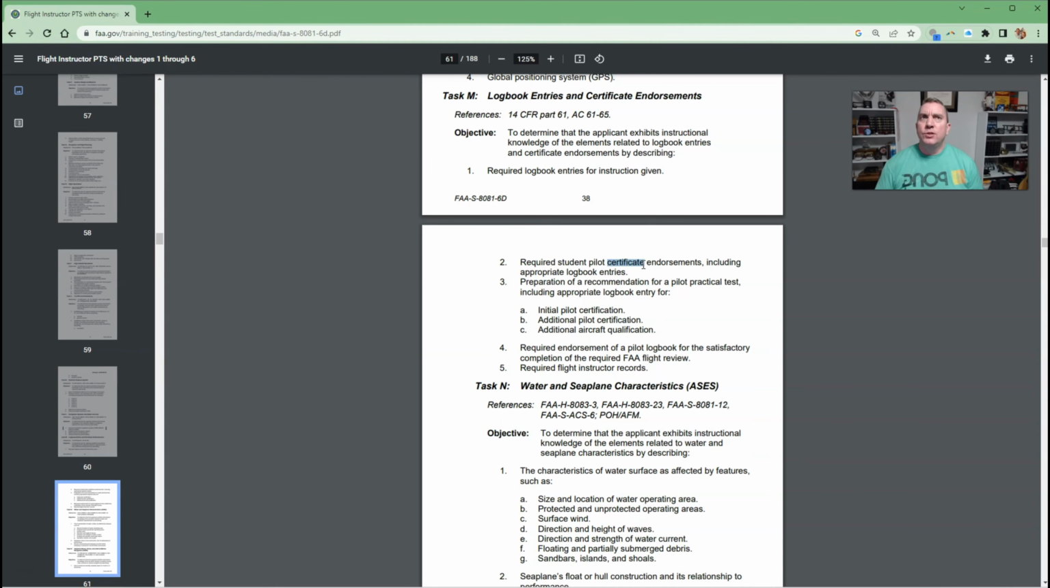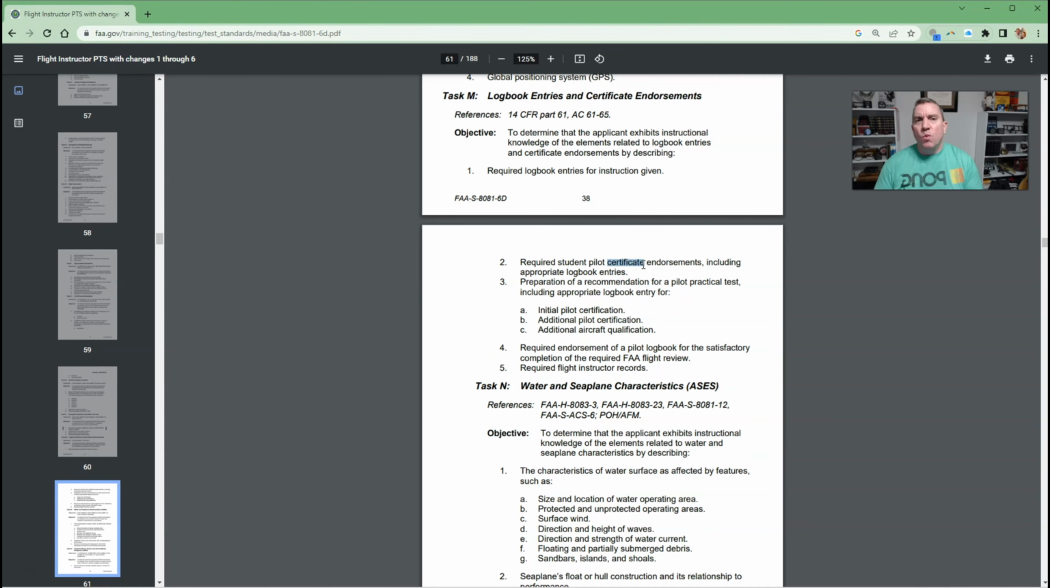Well, you see, you had to give the 87 Bravo endorsement for the pre-solo written. Why? And then you have to explain to them why you must give that endorsement, which is, one, it's required by regulatory guidance and advisory circular 61-65.